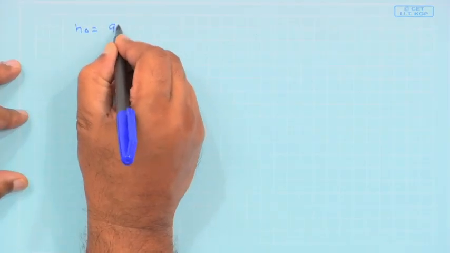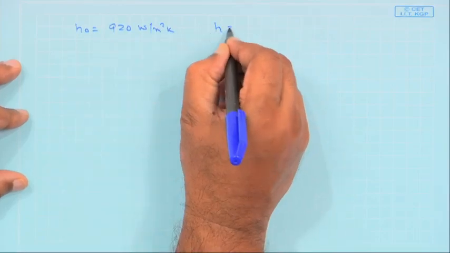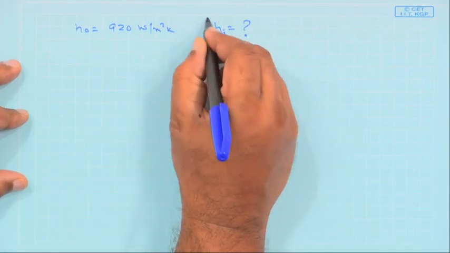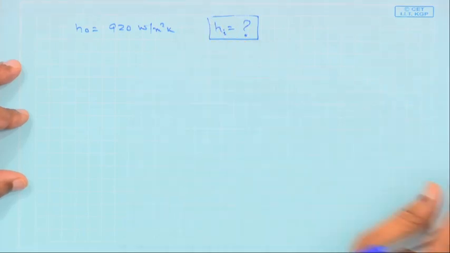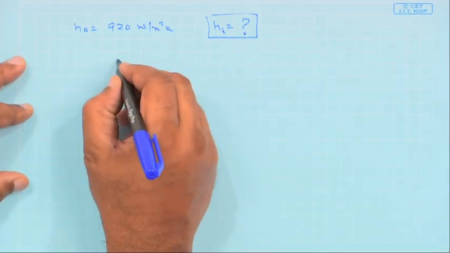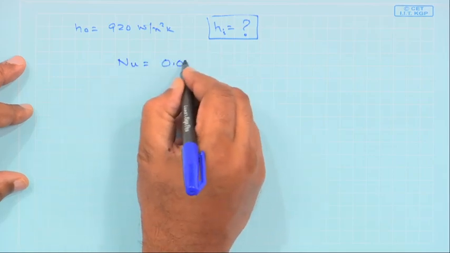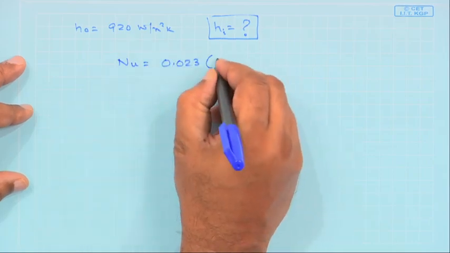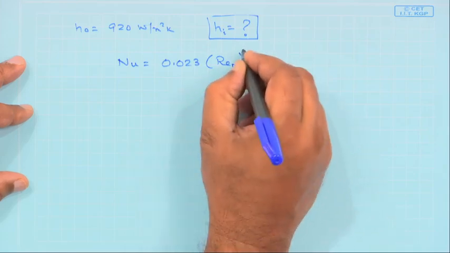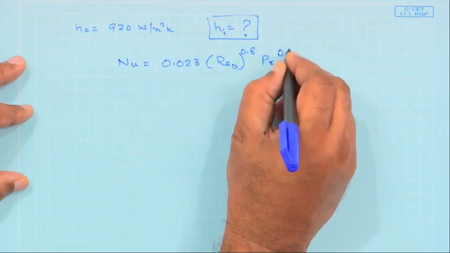So, this part is over, and now we have to see what is going to be the Hi. I know Ho to be equal to 920 watt per meter square Kelvin. What is going to be the value of Hi? So, that is my next step. And in order to do that, I am going to use the relation which we have seen many times, the Dittus-Boelter equation, Reynolds number based on diameter to the power 0.8 and Prandtl number to the power 0.4.